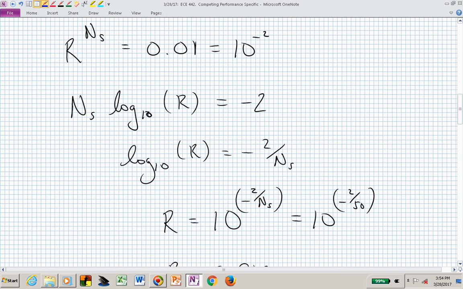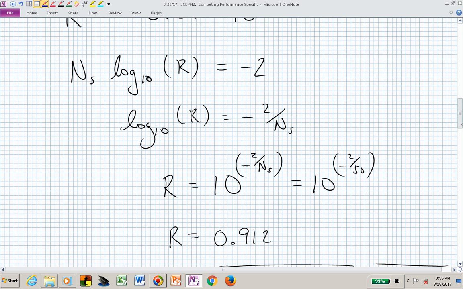We divide both sides by n sub s: log base 10 of r is equal to minus 2 over n sub s. We can take the anti-log of both sides. We now have r equal to 10 raised to the right-hand side, which is minus 2 over n sub s. 10 raised to the minus 2 over 50 now gives us a radius of 0.912.